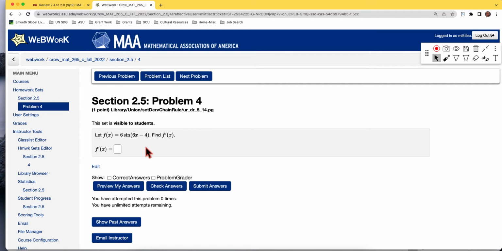So, let's write this a little bit larger. What do we have here? Do we have product rule? Do we have quotient rule? Do we have chain rule? Six sine of 6x minus 4.